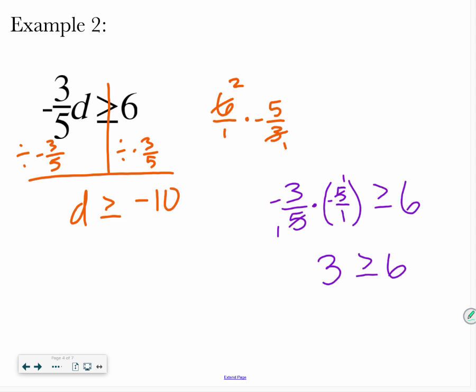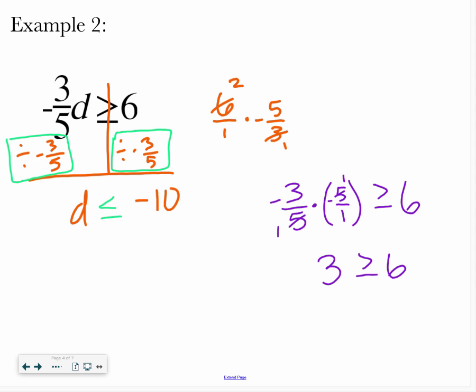However, when you multiply or divide by a negative number on both sides, remember you have to flip your inequality symbol. So if you look, we divided both sides by a negative. We divided both sides by a negative. So that means we need to flip our inequality sign to the opposite direction.